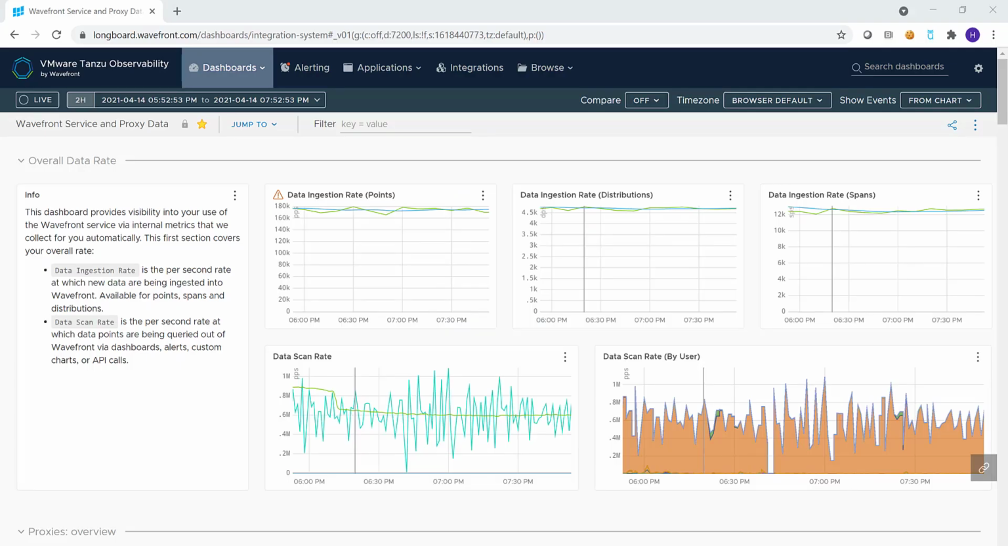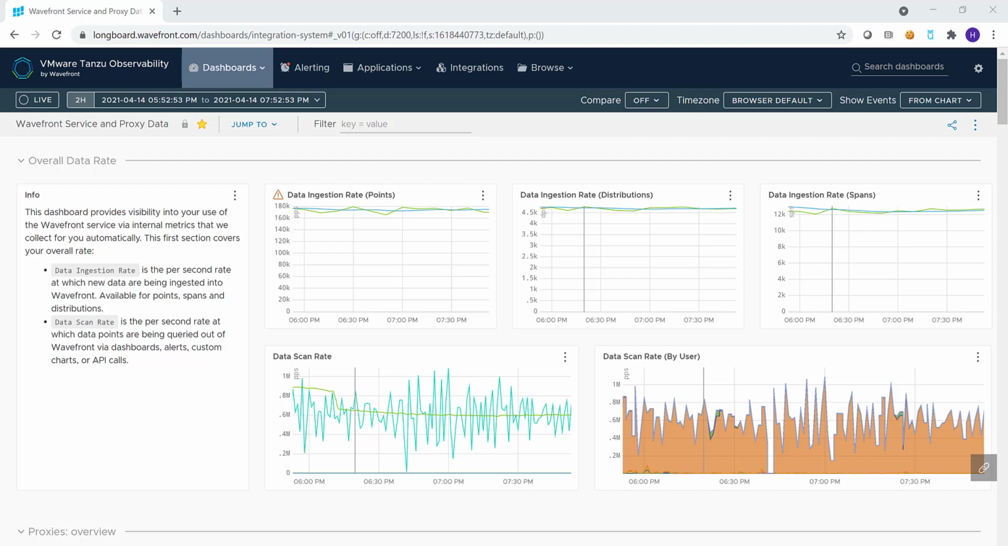Tanzu Observability provides an out-of-the-box dashboard which contains heuristics on the overall health of your instance. It is called the Wavefront Service and Proxy Data Dashboard, and it's available on all Wavefront instances. At its core, the platform is performing two essential functions: ingest the data coming from your applications and infrastructure, and then output the data to your users and alerts to provide you with real-time observability.